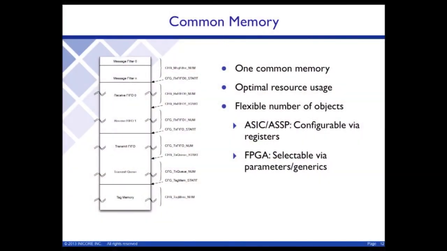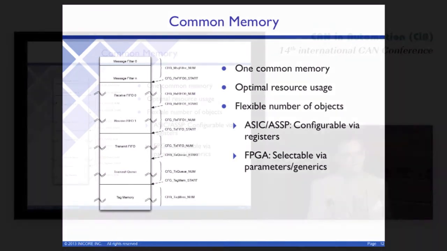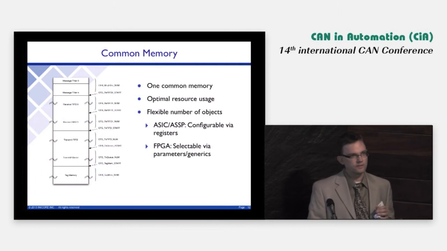With the common memory, we can implement a very flexible scheme on how many message filters we have, how big a receive FIFO is, how big a transmit FIFO is, and so we can optimally support FPGA implementations where we can select all these as generics or parameters before the design is created or synthesized. And for ASIC or ASSP implementations, it's a bunch of configuration registers that one can set.